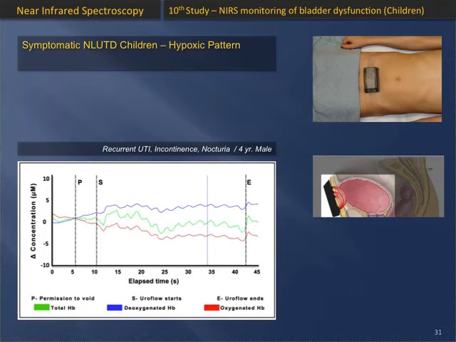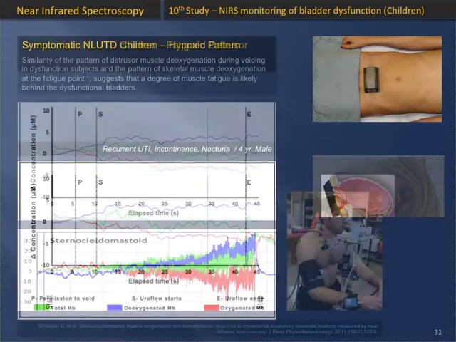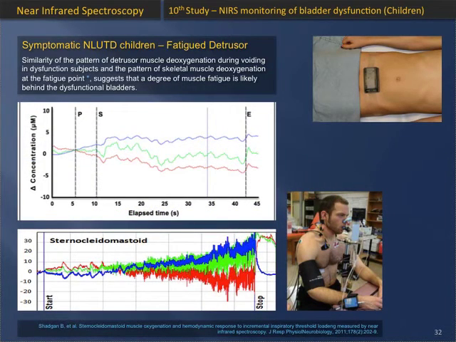And this is a very obvious hypoxic pattern of muscle function that we saw in some severe cases of dysfunction. As you can see, upon the permission to void, as the individual tried to actually contract the muscle, there was a sudden increase in deoxygenated hemoglobin and decrease in oxygenated hemoglobin. It's pretty much similar to what we see in the skeletal muscle when there is muscle fatigue.